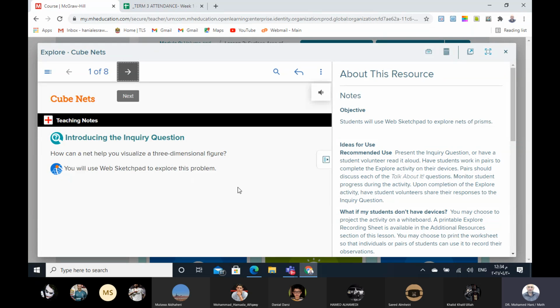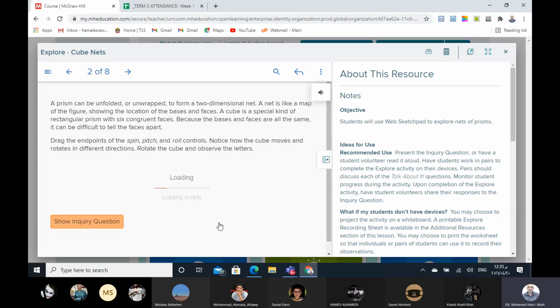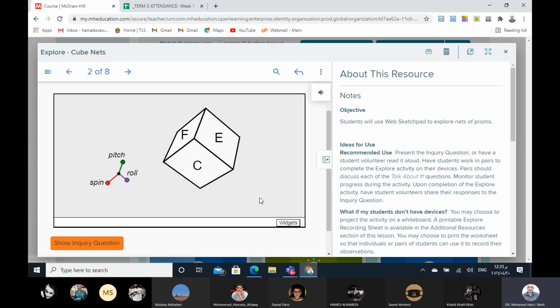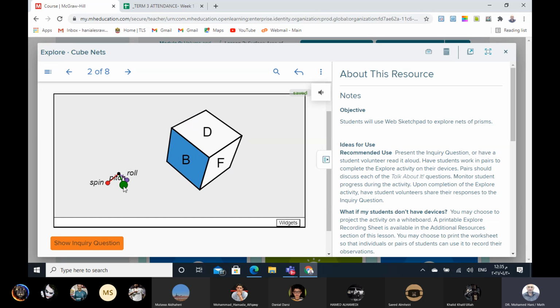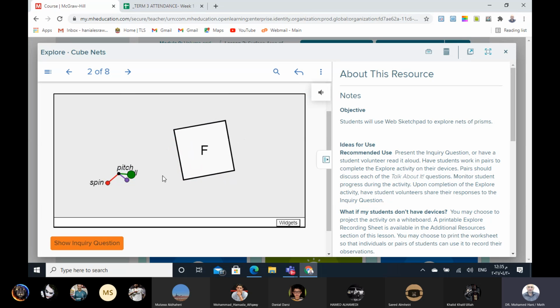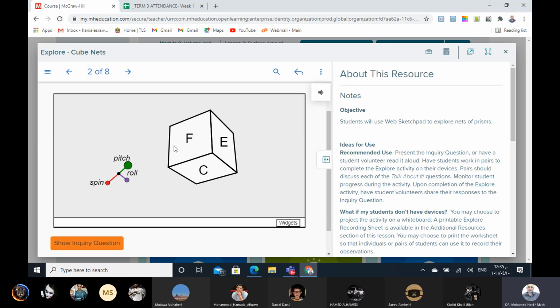How can a net help you visualize a three-dimensional figure? As you see here, we have a cube, and the cube has many faces. Listen, please. We have here three faces, A and B and D. And the three back faces here, F and C and E. So we have in the cube 6 faces.